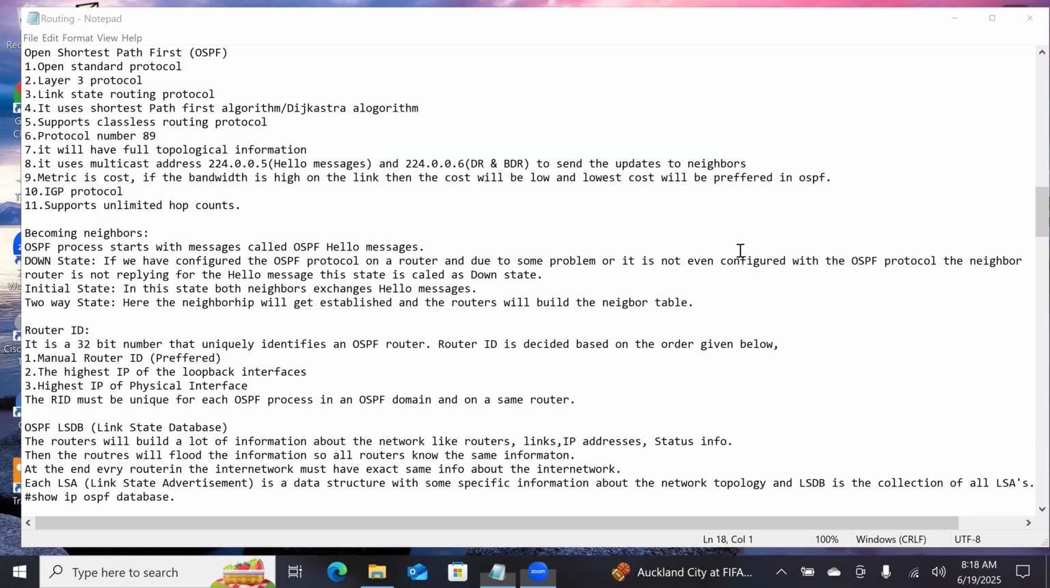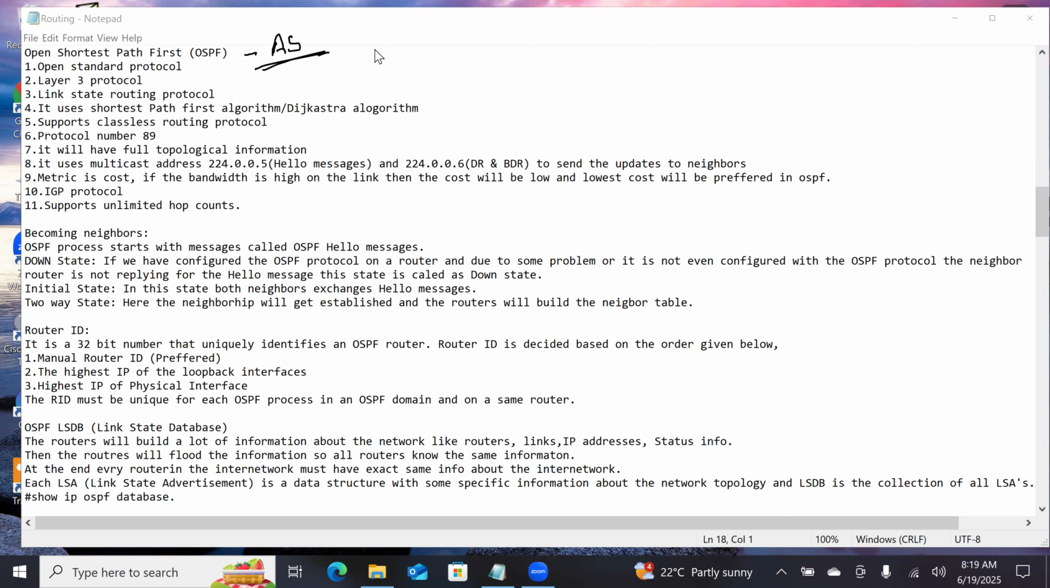Next protocol. Yesterday we studied one distance vector protocol, that was RIP, Routing Information Protocol. Today we are going to study one of the link state protocols, that is OSPF, and this is widely used nowadays in every network, but that too within the AS.